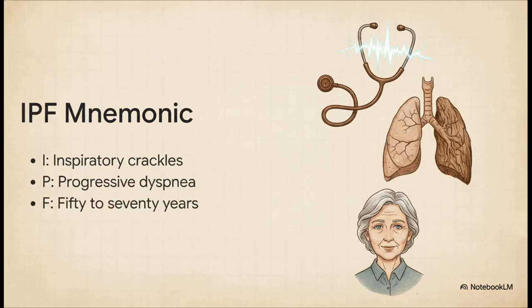I stands for inspiratory crackles, specifically those bibasal fine crepitations you're gonna hear through a stethoscope. P is for progressive dyspnea, which comes with a super dry, non-productive cough as the lungs slowly turn into stiff scar tissue. And F, 50 to 70 years old. Guys, this is absolutely crucial. Unlike CF, which you diagnose in young folks, IPF is largely a disease of older adults. You're almost never going to see IPF in someone under the age of 50.